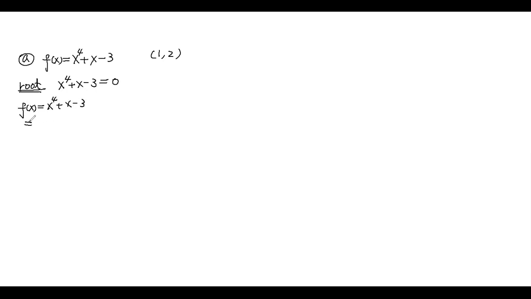What type of function is this one? This is a polynomial. I know a polynomial is a continuous function, so it satisfies the Intermediate Value Theorem. Now let's take a look. What is f(1) in this interval? If you plug the 1 in here, you will have 1 to the 4th plus 1 minus 3. You get negative 2.